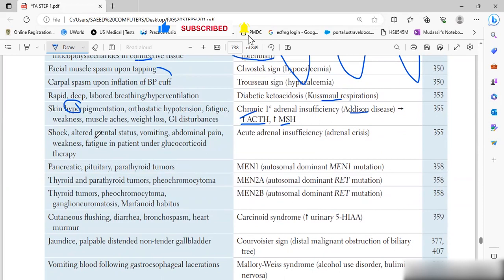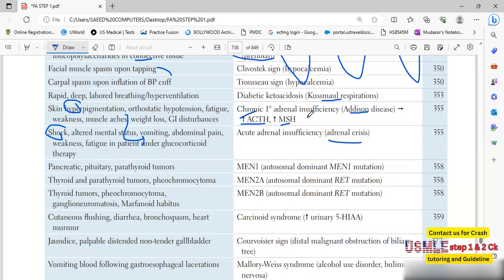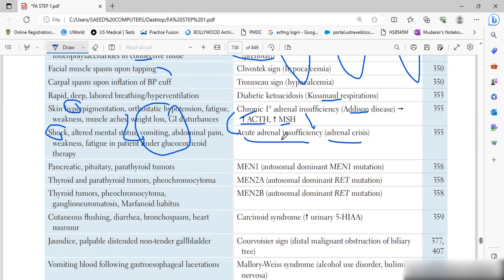Then shock, altered mental status, vomiting, abdominal pain, weakness. Here the main point is shock. The other symptoms are the same. It is an adrenal crisis. It is the same as that, but it is acute adrenal insufficiency. Here you will have shock findings, fatigue, weakness, AMS, vomiting. It is the same as chronic, but here you will have shock-like findings. So that is acute adrenal insufficiency.